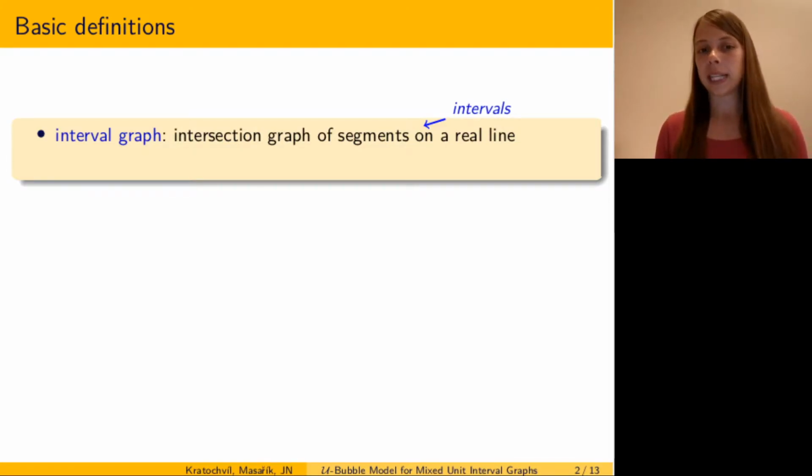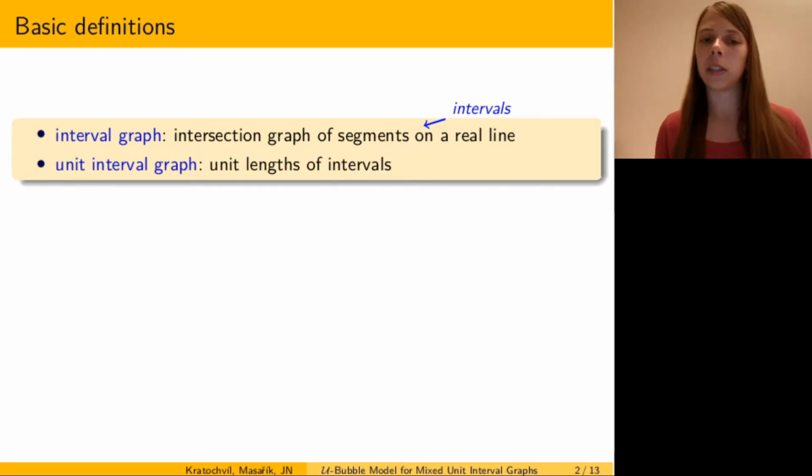One of the most basic and long-studied intersection graphs are intersection graphs of segments on a real line, so-called interval graphs. And if intervals are restricted to a unit length, we obtain a proper subclass called unit interval graphs.